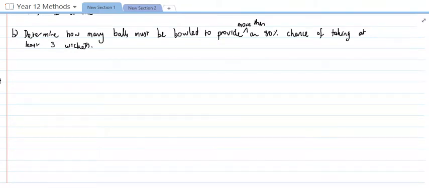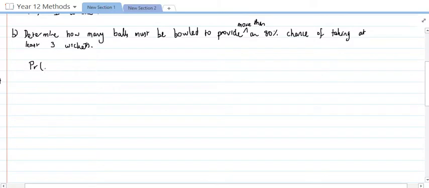So for part B, determine how many balls must be bowled to provide more than an 80% chance of taking at least 3 wickets. I did just change the wording slightly there to make it more appropriate with what I'm dealing with, but same sort of idea. So this time we're looking for taking at least 3 wickets. So we're looking for the probability of x being greater than or equal to 3, and we want that to be at least an 80% chance. So we want that to be greater than 0.8.